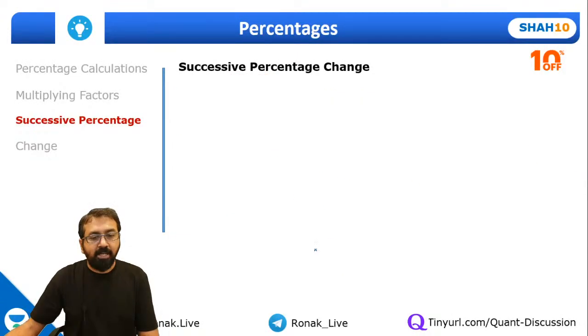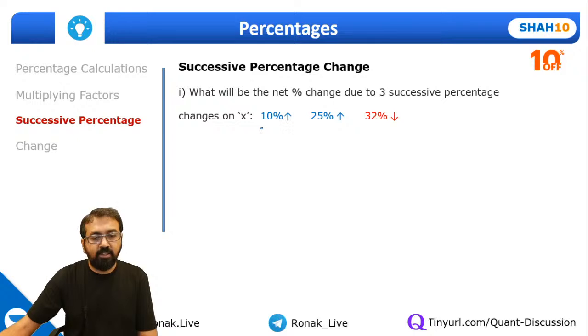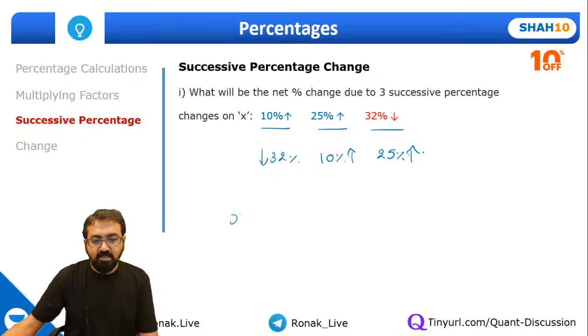Then order will not matter. Remember those points. So whether it is a 10% increase, 25% increase or 32% decrease, it will be the same as a 32% decrease, 10% increase and 25% increase. Now why is it so, guys? It's very simple to understand.